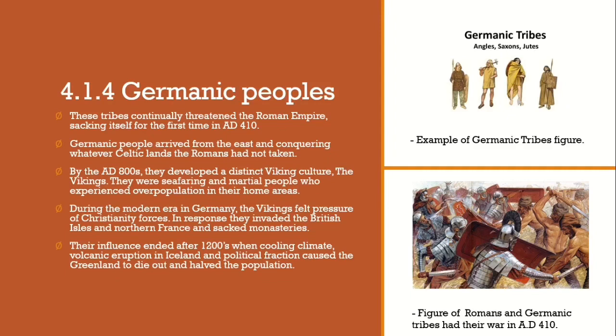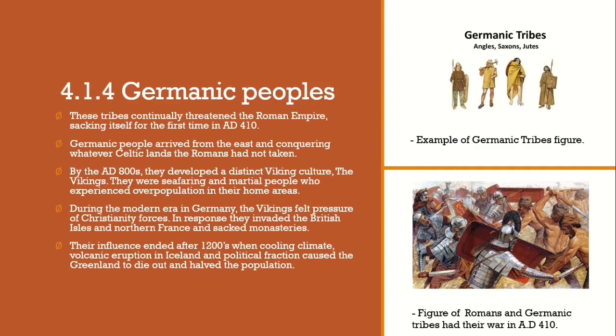So the Vikings, back at that time, would come and live in the states, because they faced overpopulation in their home areas. From that, they also recruited a lot of people to join the Vikings. Next, in the modern era in Germany, the Vikings felt pressure from Christian forces. In response, they invaded the British Isles and northern France and sacked monasteries, meaning they took their treasures or precious belongings.